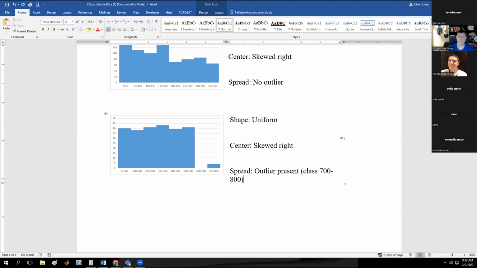Okay, all right, folks. So before we finish up with this shape, center, and spread, any questions I could answer for you all about how to define the shape, center, and spread of a histogram? Okay, nice. All right, folks.